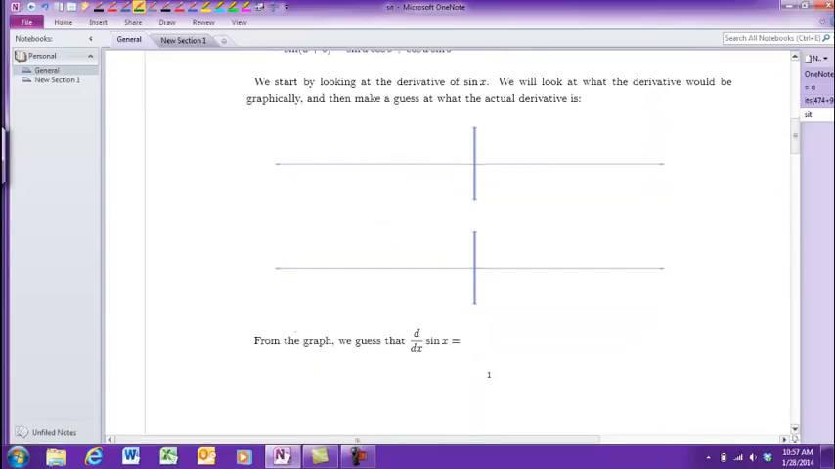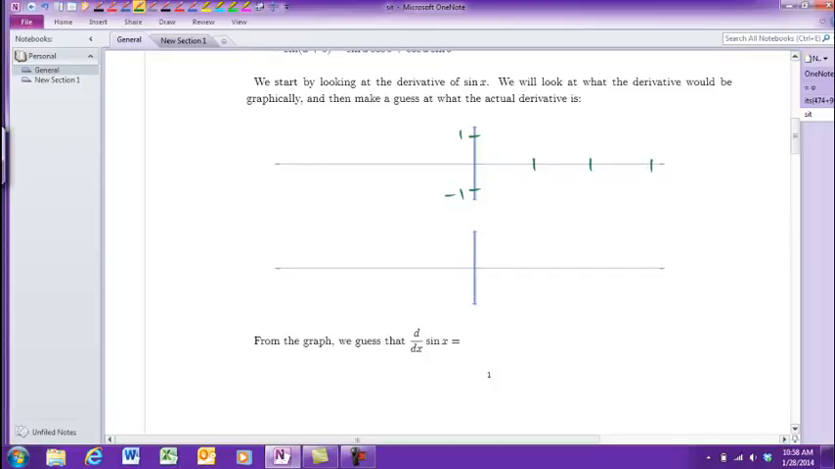So we're going to start by trying to figure out the derivative of sine x, and the way we're going to do this is I'm going to graph sine x, and then we're going to look at what the different slopes are at different points and see if we can figure out what the derivative of sine x would look like. So let's see. Sine, we know, always goes between 1 and negative 1.